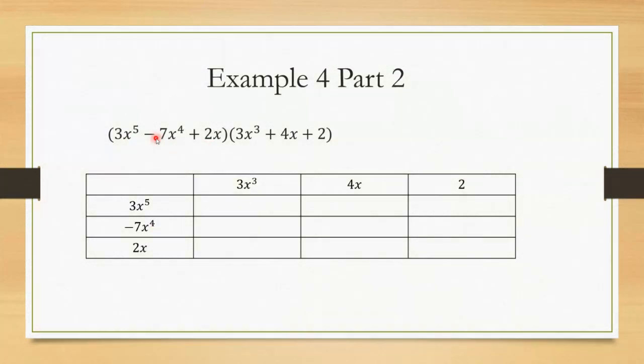Notice also I'm including the minus sign. We want to make sure you do that, okay? Make sure you include the minus sign. Okay, so for the first term here, what do we do? We multiply the row term and the corresponding column term. Doing that, we're going to get 9 times x to the 8.